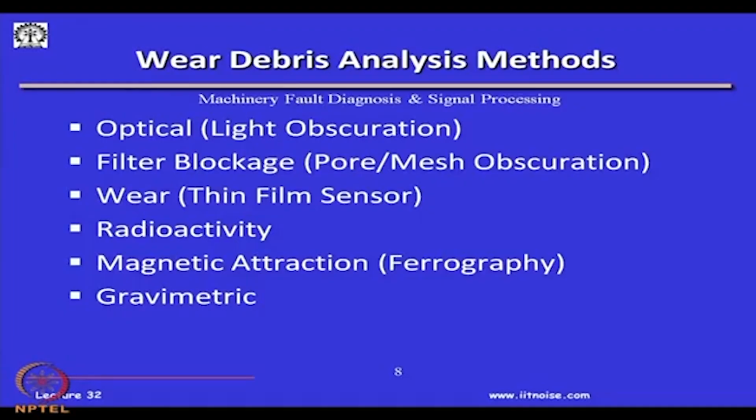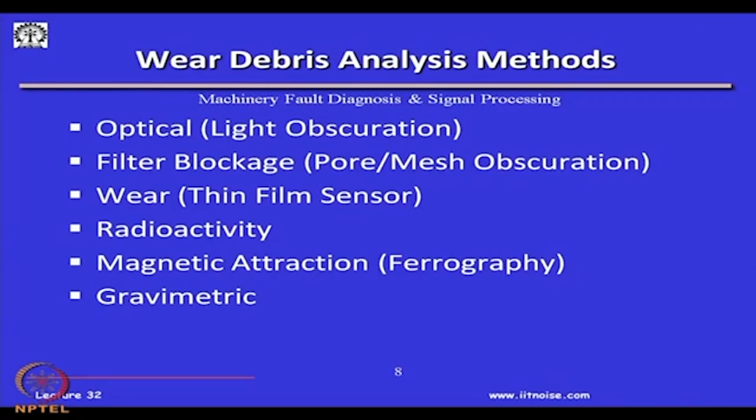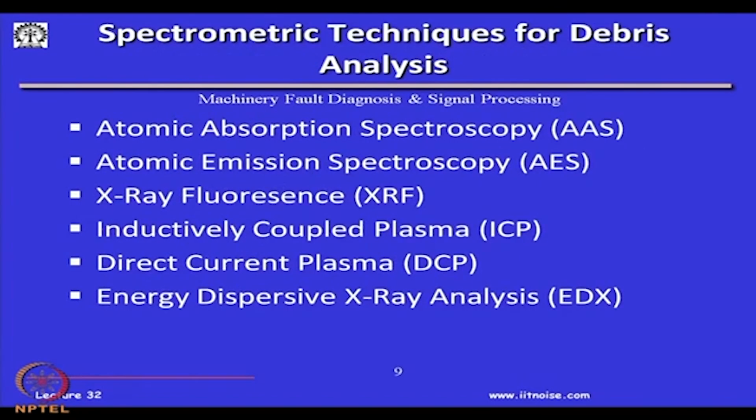Filter blockage: I can have a pore or mesh size, and like a normal sieve, I can say 5 microns stayed back, and this gives the parts per million of 5 microns. If I increase the sieve size, maybe 10 microns, 20 microns and so on, I can do that. Air particles can also be measured through radioactivity, through thin film sensors, through magnetic attraction by ferrography, or the gravimetric method, which I just described on the last slide.